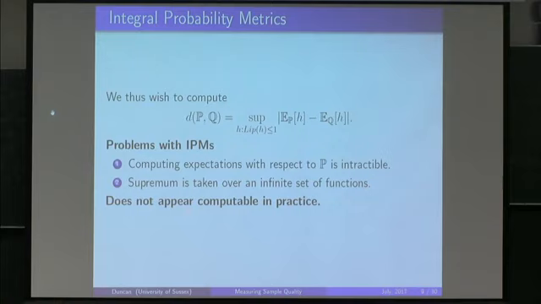The second problem is that we're taking a supremum over an infinite set of functions, and that's something that we have to resolve as well. At face value, this is not a computable quantity. However, we can bound it above and below by a computable quantity, and that's the objective of this talk.